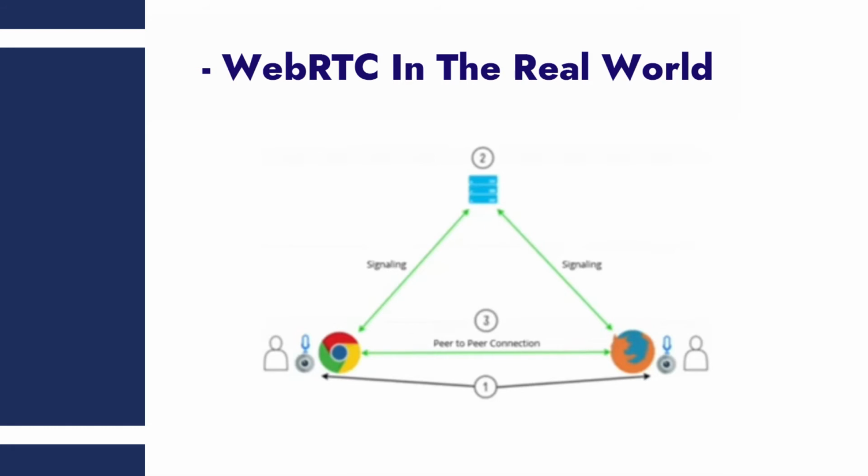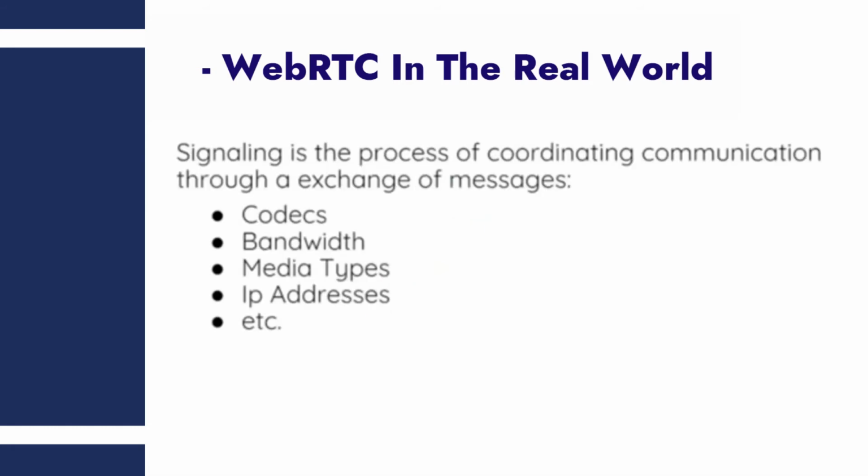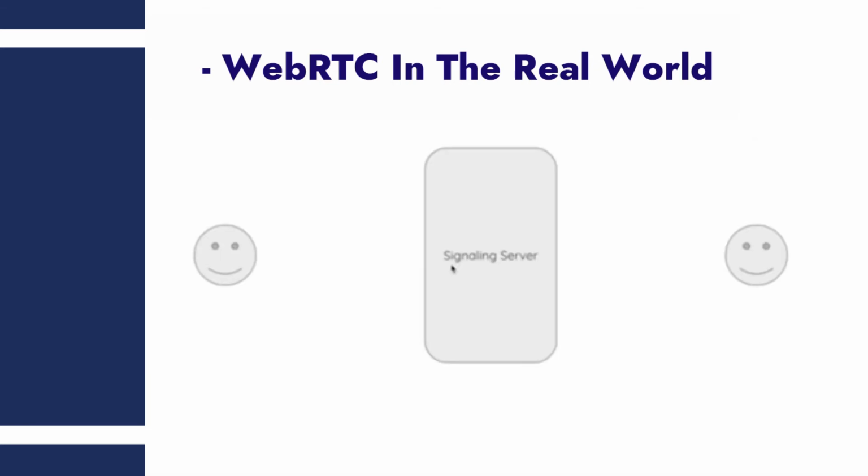What is the information contained in those messages? These are codecs, bandwidth, media types, IP addresses, etc. So how does signaling work?